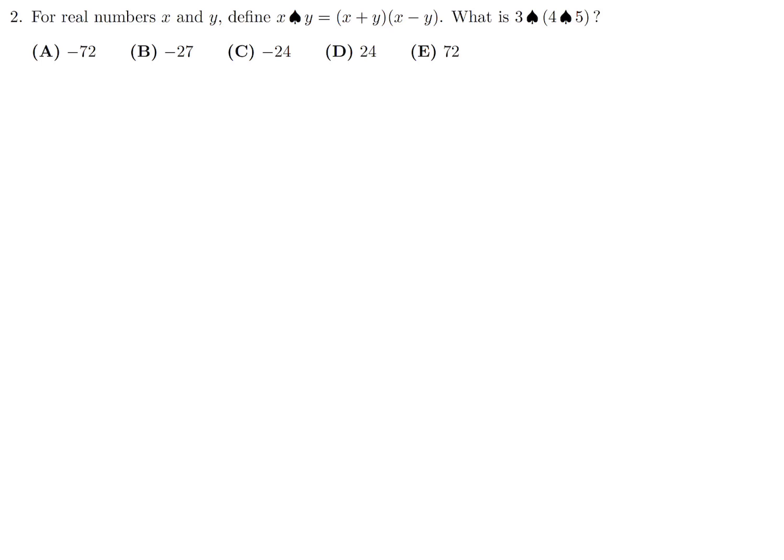For real numbers x and y, define x, symbol y, as x plus y times x minus y. What is this expression? So first, let's just concentrate on the 4 symbol 5. So according to our definition, it will be 4 plus 5 times 4 minus 5, like that. And that is 9 times negative 1, which is negative 9.